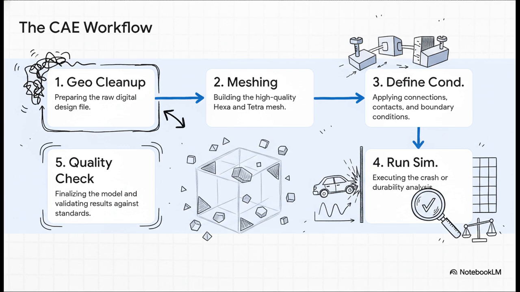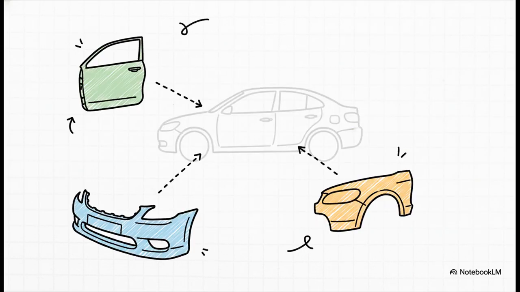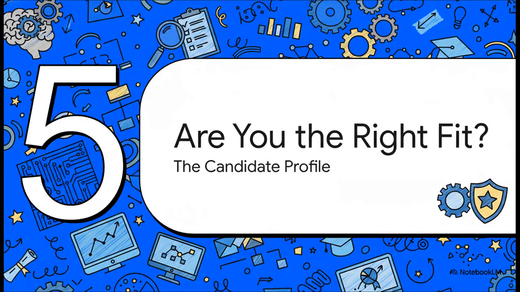Step 3 is absolutely crucial. This is where they tell the software how every single part is connected. Every bolt, every weld, everything. Only then can they finally run the simulation and, at the very end, check the results to make sure they're accurate. And they aren't just simulating the entire car all at once. The job description specifically calls out sheet metal and plastic components. So they're focused on things like door panels, bumpers, fenders, the parts that are on the front lines during an impact.